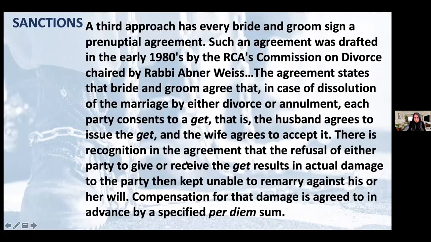A third approach is to sign a prenuptial agreement. In the 1980s, the RCA's Commission on Divorce, so that is the Orthodox, chaired by Rabbi Avner Weiss, who is a particularly progressive Orthodox rabbi, states that the bride and groom agree that in the case of a dissolution of the marriage by either divorce or annulment, each party consents to a get. That is, the husband agrees to issue the get and the wife agrees to accept it.